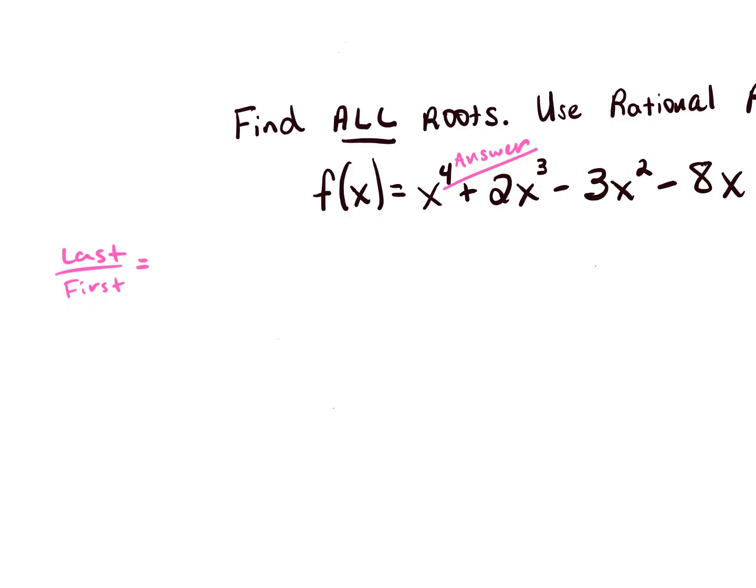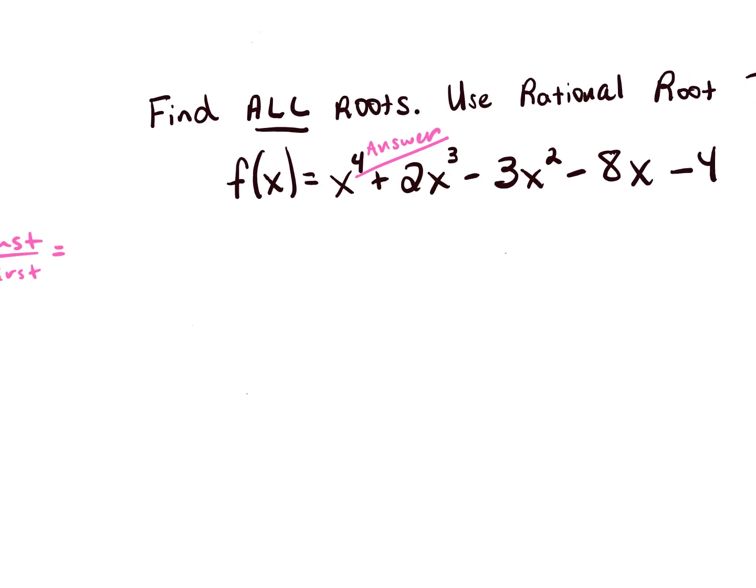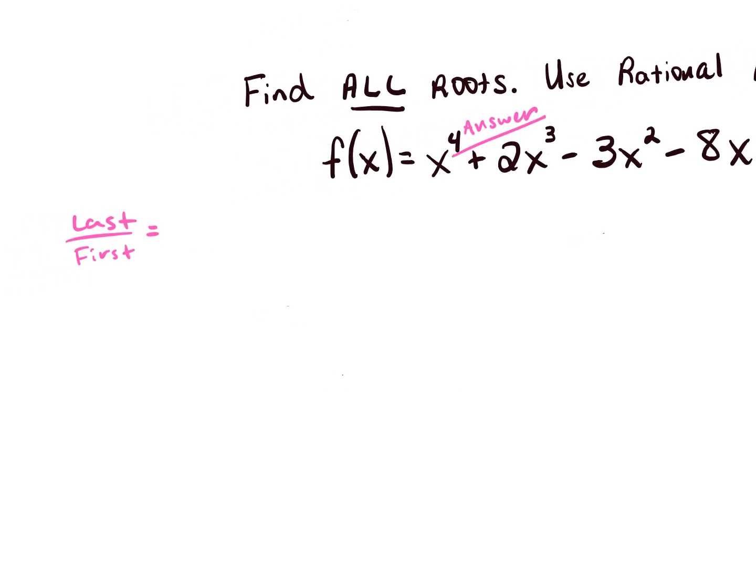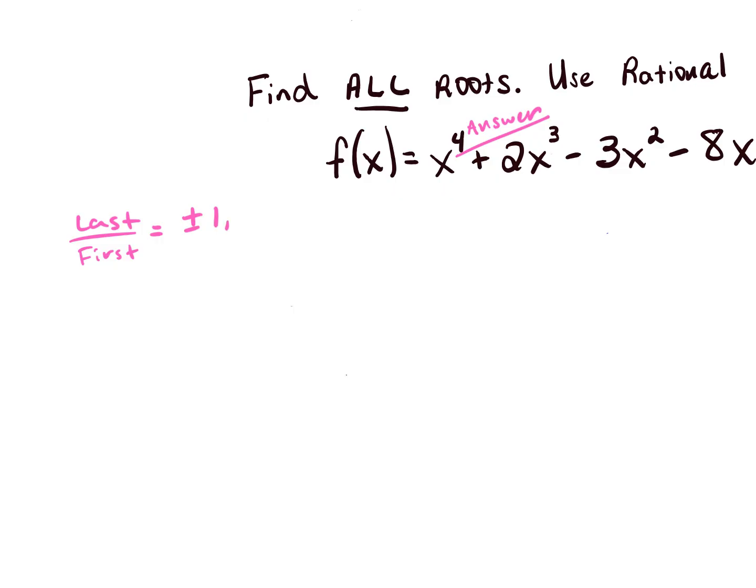So factors of the last over factors of the first. What are factors of negative 4? So plus or minus 1 and 4. What else? 2. So the positive and negatives of all of these, whether your last term is positive or negative, it's always the plus or minus of your answers or of the factors. What are factors of our first? Awesome. Our leading coefficient is just 1, so factors of the first would just be 1. So these are all of our possible zeros.